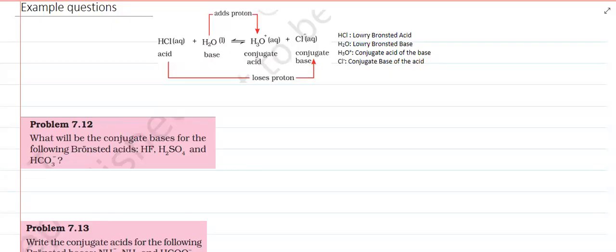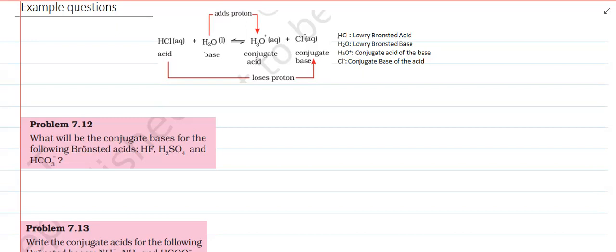In the previous video, we discussed the Bronsted-Lowry theory of acids and bases. In this video, we are going to be talking about the example problems given in your textbook. First of all, I just wanted to recap on this. In this reaction, hydrochloric acid plus water gives rise to H3O plus and Cl minus.